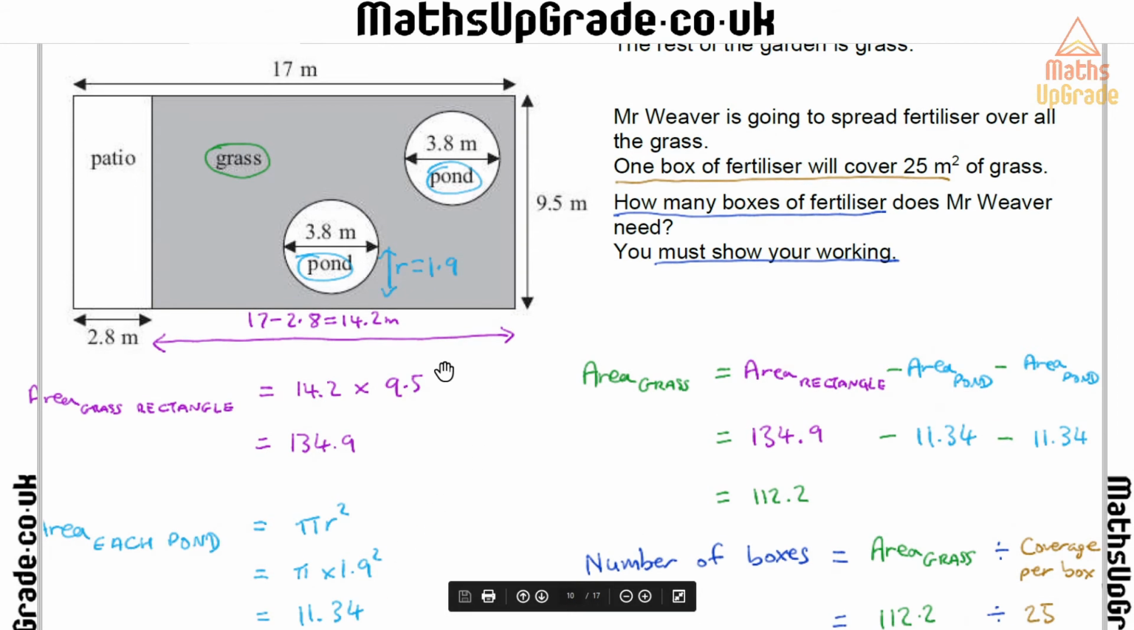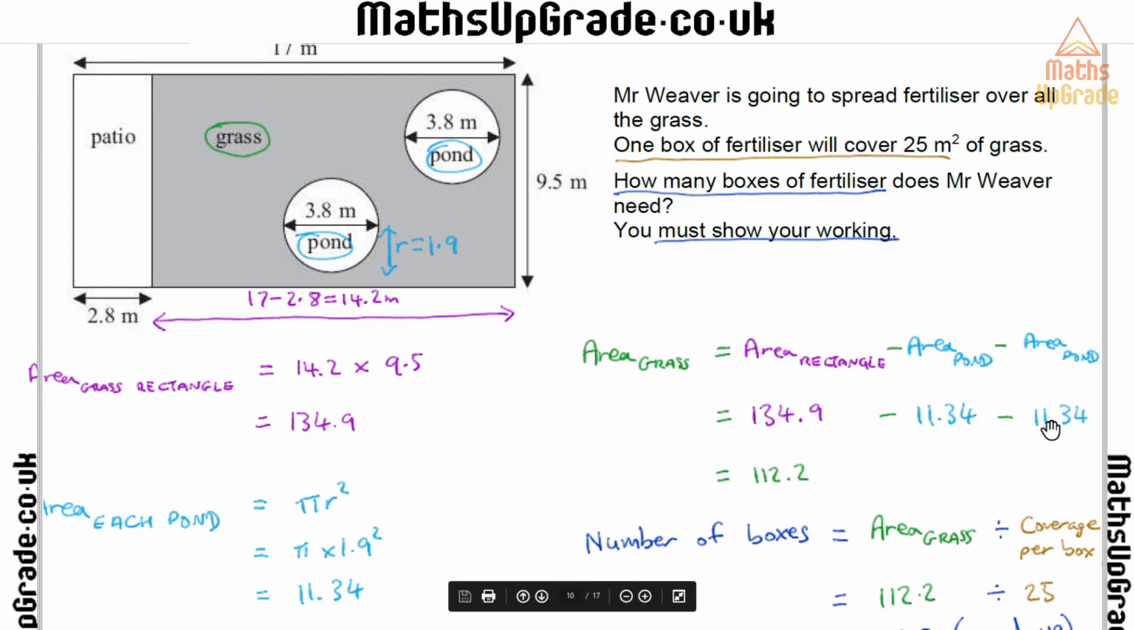Now, to find the area of the shaded region, the grass, that's going to be the area of the rectangle found earlier, 134.9, subtract 2 lots of ponds. That's 134.9 minus 11.34 minus another 11.34, which leaves me 112.2. So that's the area of the grass, 112.2.